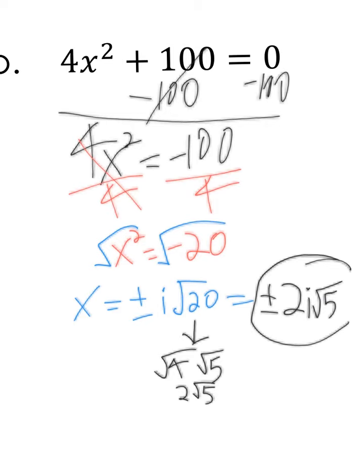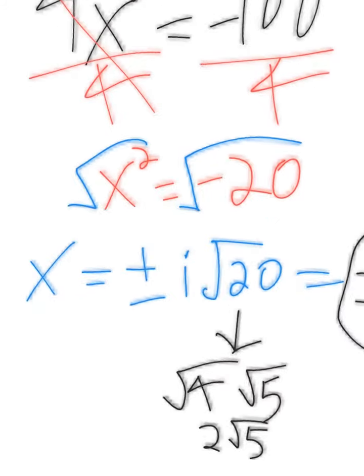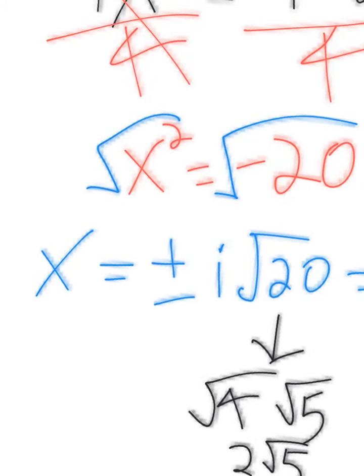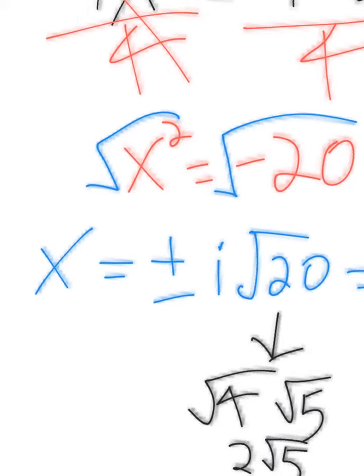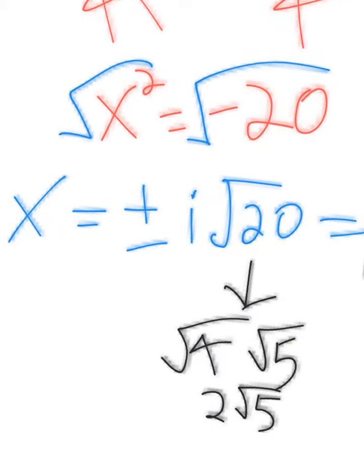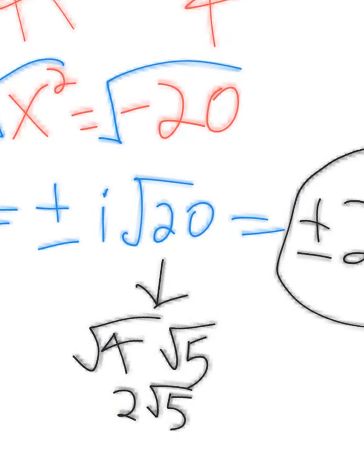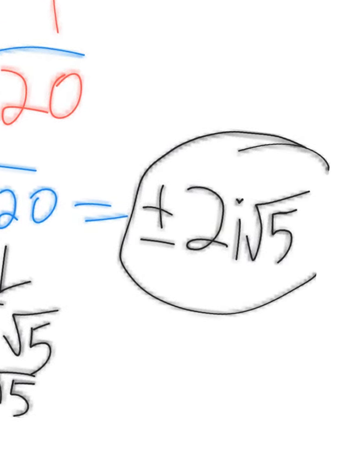Okay, I subtract 100 to the other side. I divide by 4, so I get x squared equals negative 20, and square root it. If you square root negative 20, you get plus or minus i times the square root of 20. But you can simplify the square root of 20. 20 is 4 times 5, and the square root of 4 is 2. So I wrote my final answer as plus or minus 2i times the square root of 5.